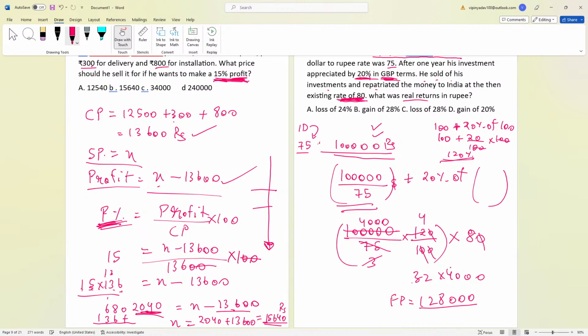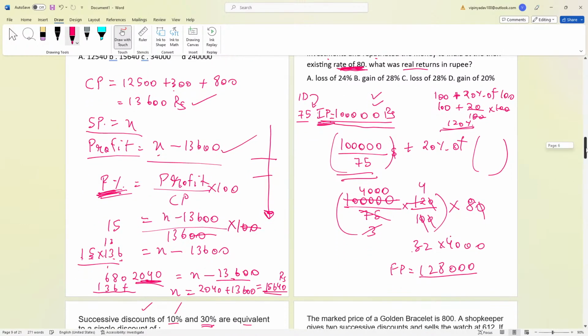Now this was the initial price, IP. Let us take the initial price. Now, can I find the percentage real return? If you see now, the percentage return will be final minus initial. The final amount is 1,28,000. So let me write 1,28,000 minus the initial, which is 1 lakh.